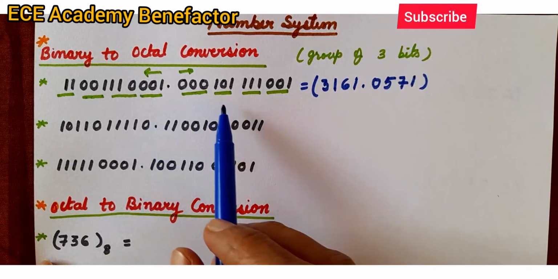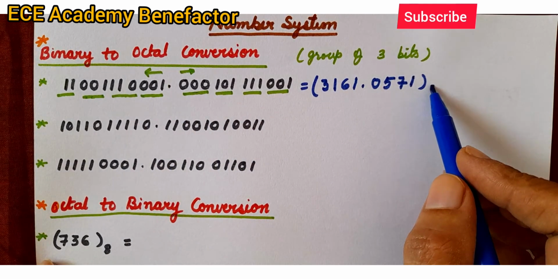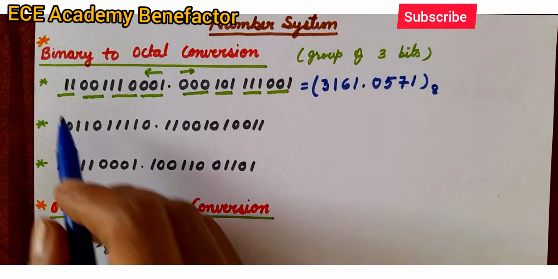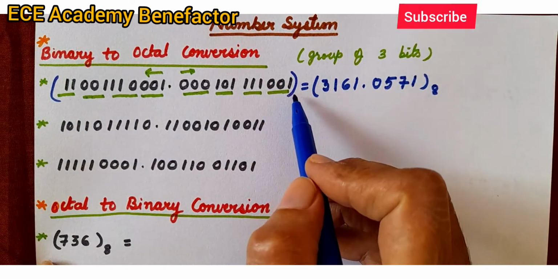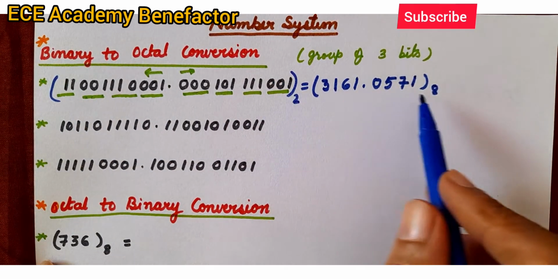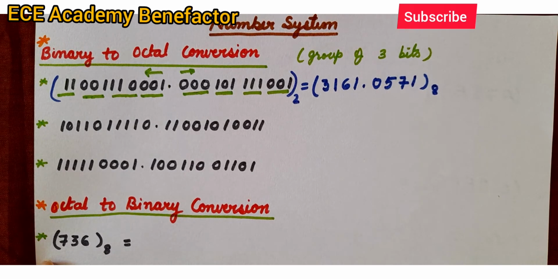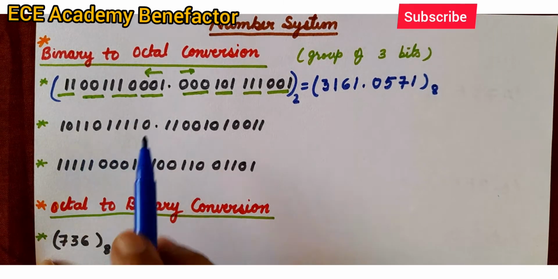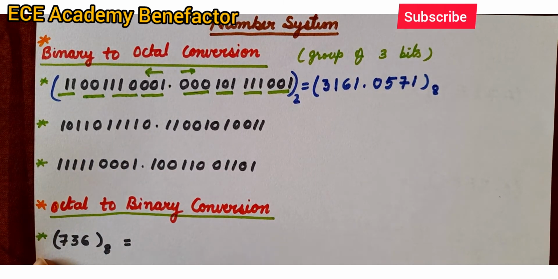So, what did we get? After grouping of 3 bits, we got an octal number. What was given to us? We were given a binary number and we have converted it into an octal number. Okay, coming to the next question, start grouping 3 bits.